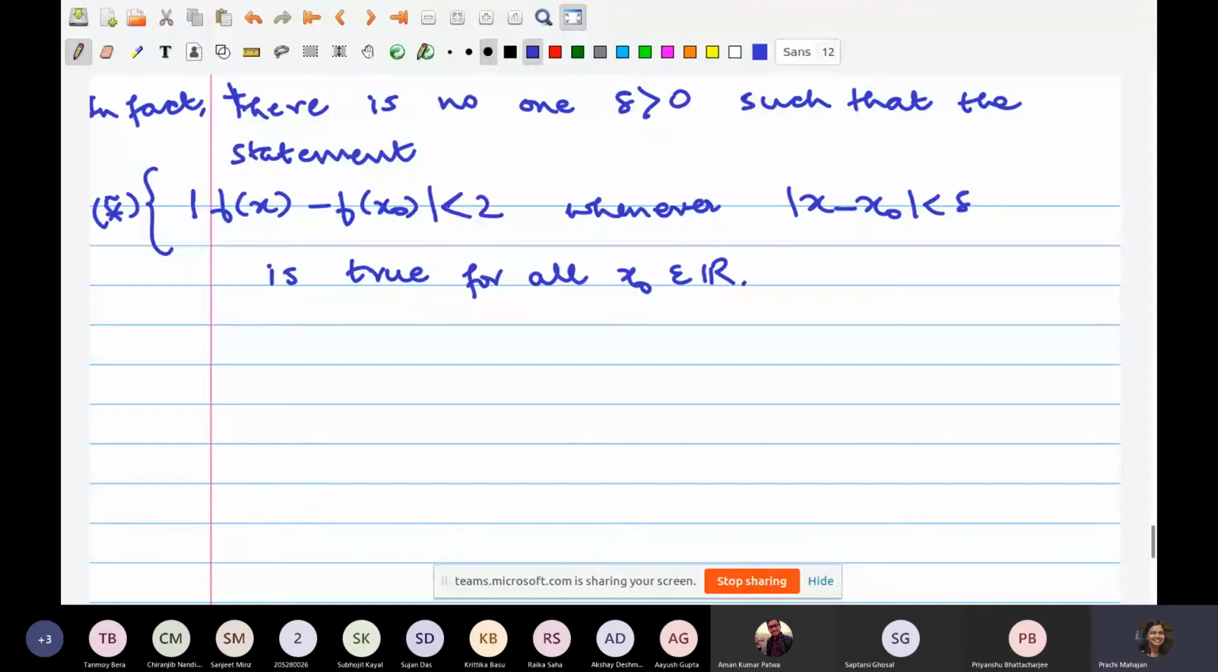One cannot choose a delta which is independent of the point x0. Let me do it step by step. Let me first convince you why one cannot choose a single delta that will work for all points x0. So suppose this is the case.